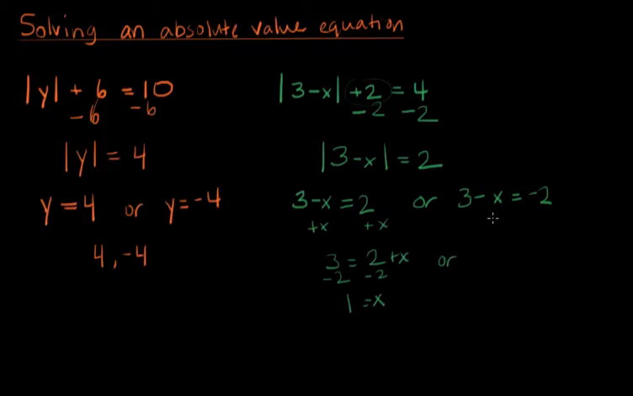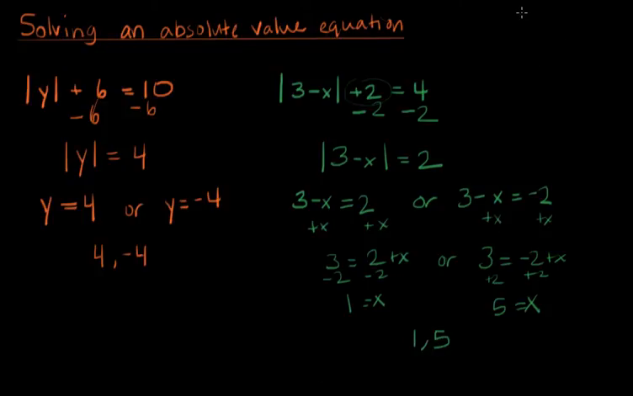Or we can move x over here again and add 2 to both sides. So we'll get 3 is equal to negative 2 plus x plus 2. So x is equal to 5. So in this case, the two possible solutions for x are either 1 or 5.